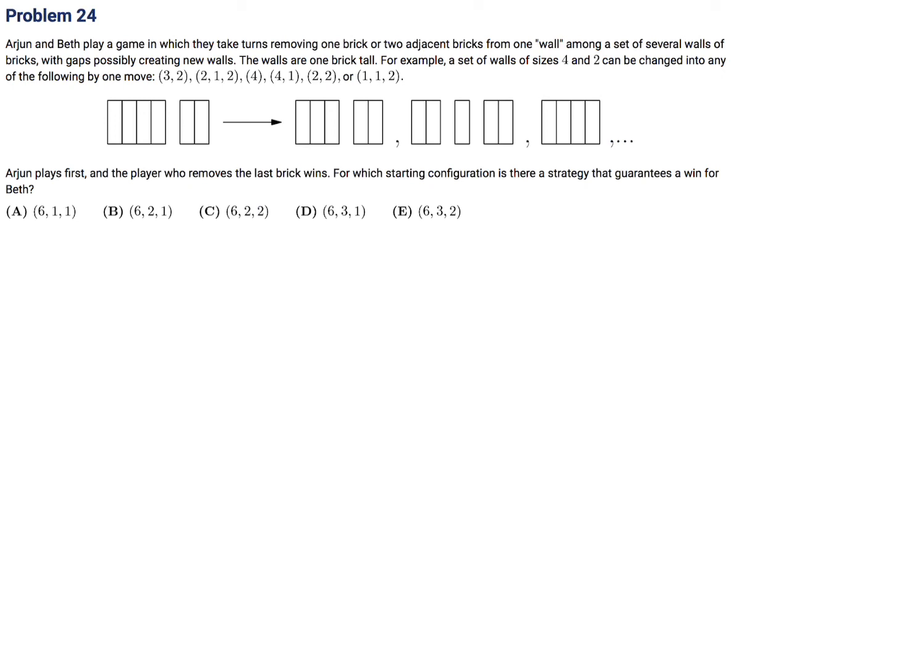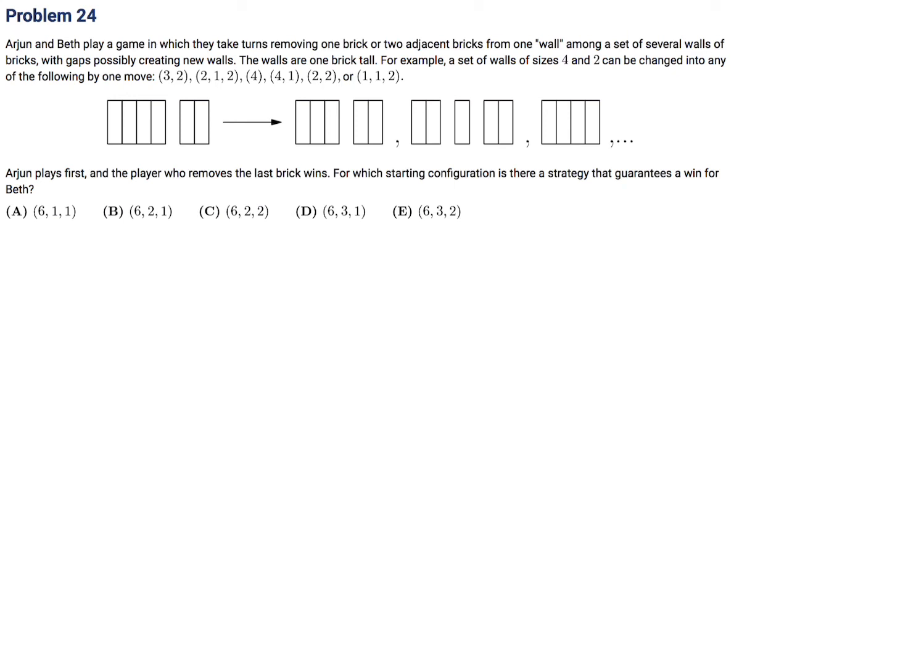Arjun and Beth play a game in which they take turns removing one brick or two adjacent bricks from one wall among a set of several walls of bricks with gaps, possibly creating new walls. The walls are one brick tall. For example, a set of walls of sizes 4 and 2 can be changed into any of the following by one move: 3, 2, 2, 1, 2, 4, 4, 1, 2, 2, or 1, 1, 2. Arjun plays first, and the player who removes the last brick wins. For which starting configuration is there a strategy that guarantees a win for Beth?